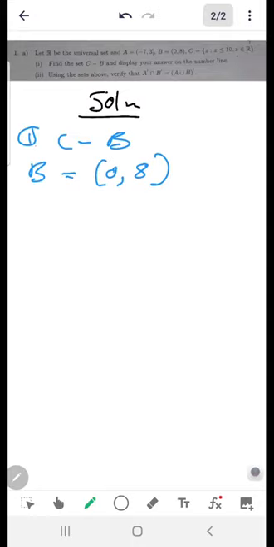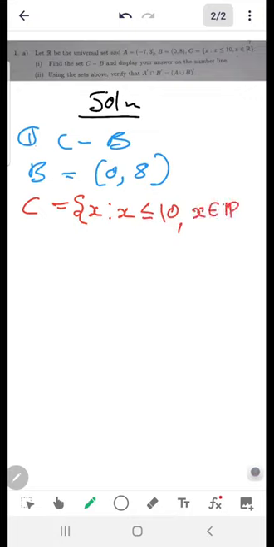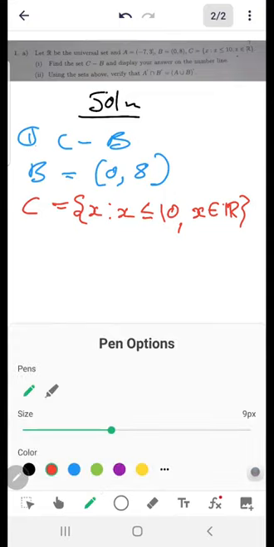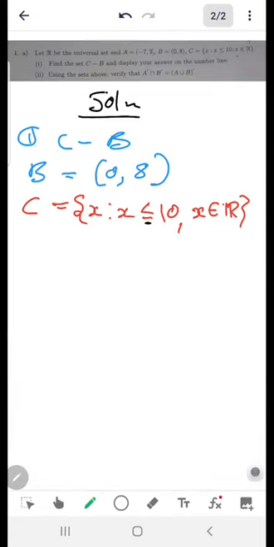All right, so what are we supposed to do? What about C? Let's try to interpret C. C is open x, x is less than 10. Wow, this is really nice. X is a member of real numbers. So what does this mean? This is just telling you that 10 is part of the answer.